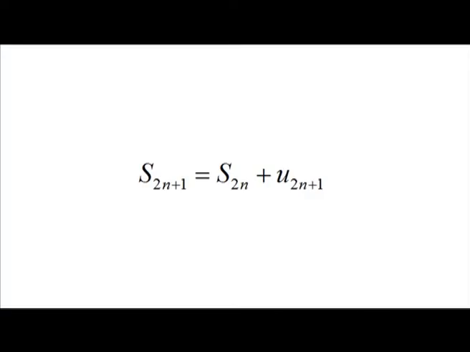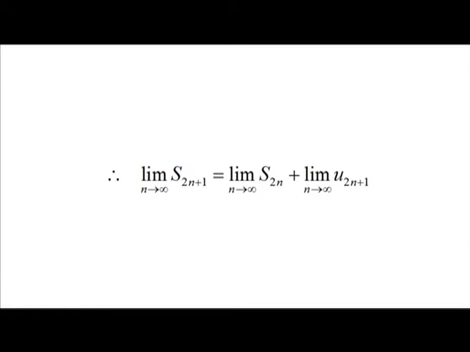Let limit S2n as n approaches infinity be S. We shall now show that the sequence S2n plus 1 also converges to the same limit S. Now, S2n plus 1 equals S2n plus u2n plus 1. Therefore, limit of S2n plus 1 as n approaches infinity is limit of S2n as n approaches infinity plus limit of u2n plus 1 as n approaches infinity.